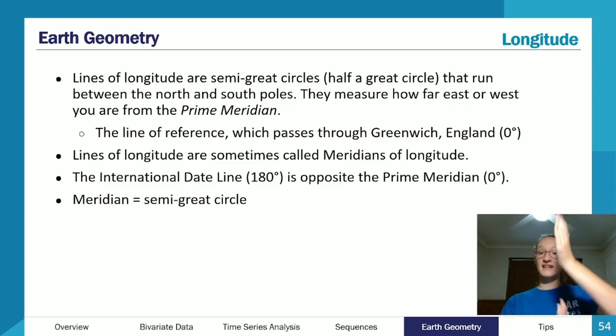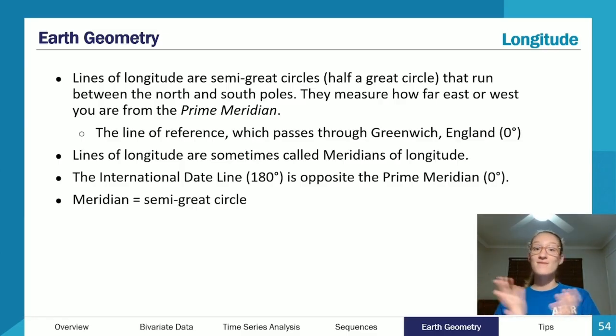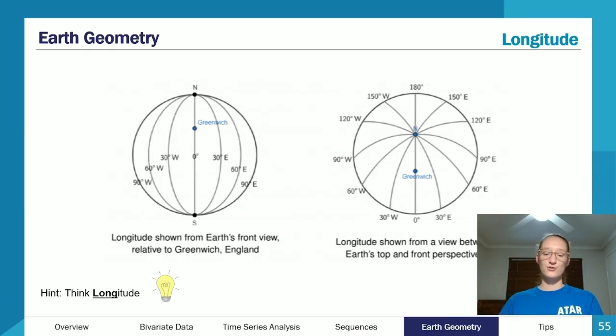And fun fact, that's the 0 degrees longitude, and that line actually passes through Greenwich, England. So fun fact that might come in handy. The lines of longitude are sometimes called meridians of longitude, so you might hear parallels of latitude and meridians of longitude. Again, just other names that we're using. And the international date line is 180 degrees, opposite the prime meridian. So the prime meridian is our 0 degrees longitude, and the international date line is our 180 degrees longitude. And again, why they're sometimes called meridians of longitude is because it's referring to that semi-great circle.